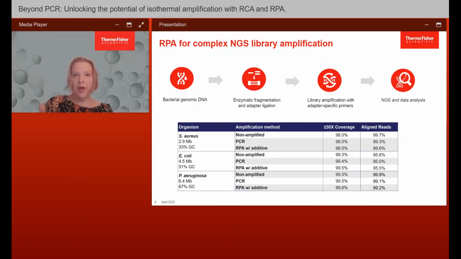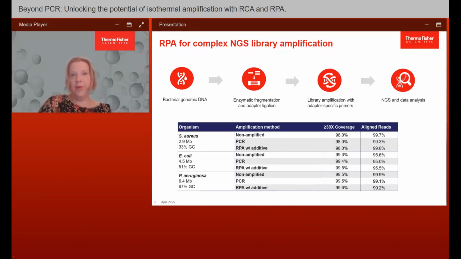After this step, we had a very complex mixture of genomic DNA, where all the ends are the same because they are sequencing adapters, and in the middle can be a sequence of almost any GC content.